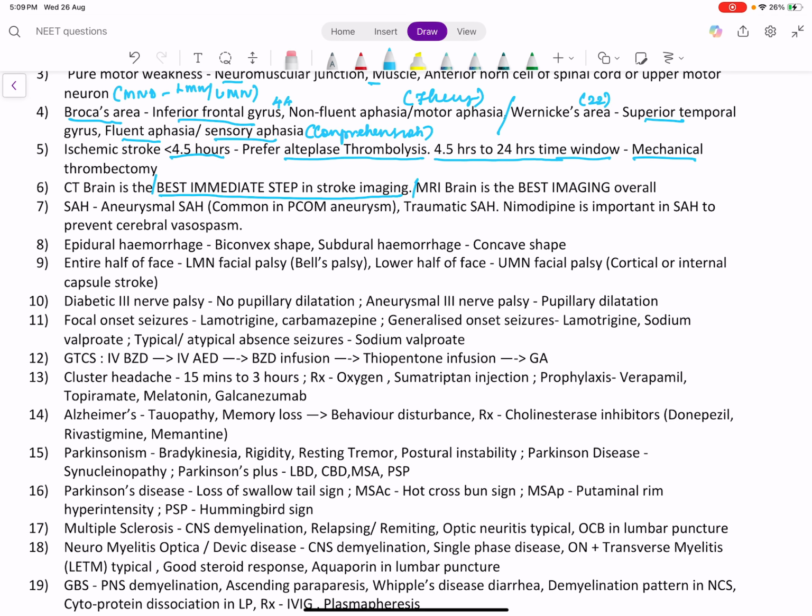In subarachnoid hemorrhage, we have two types, aneurysmal SAH and traumatic SAH. Aneurysmal SAH commonly occurs due to a berry aneurysm. When it ruptures, there will be SAH. This berry aneurysm is common in the posterior communicating artery. It will be close to the third nerve. And berry aneurysm is also common in autosomal dominant polycystic kidney disease. One drug we have to remember is nimodipine. Nimodipine is important in SAH to prevent cerebral vasospasm.